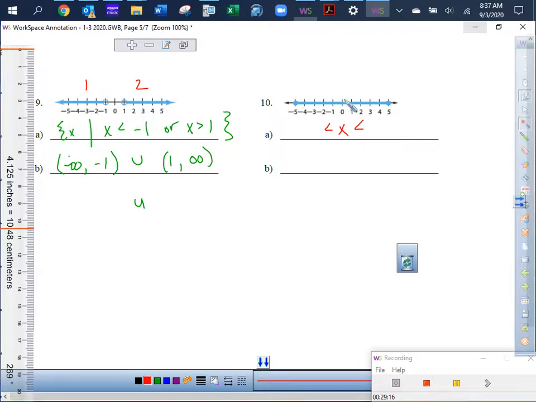Who is the leftmost boundary on this guy? Negative 5? Negative 5 goes on the left side. Should it have an equal to bar with it since there's a closed dot right there? What do you think? Equal to bar? Yes. Right boundary? 5. Should it have an equal to bar?